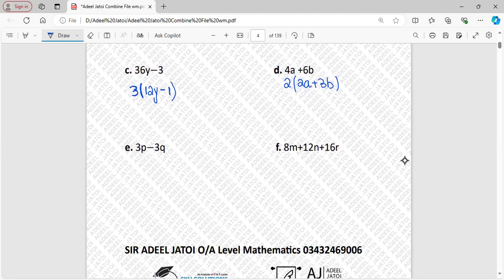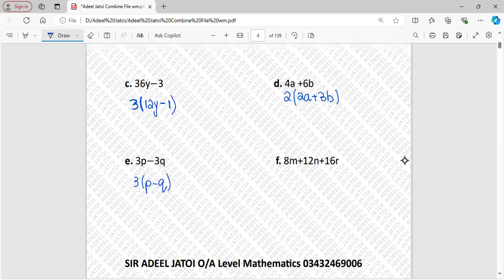Now 3p minus 3q. So what common do we see? 3. So what are we left with? P minus q. 8m plus 12n plus 16r. We see 4 as common. So 4. The leftover is 2m plus 3n plus 4r.